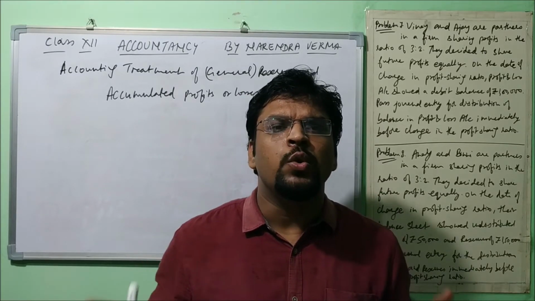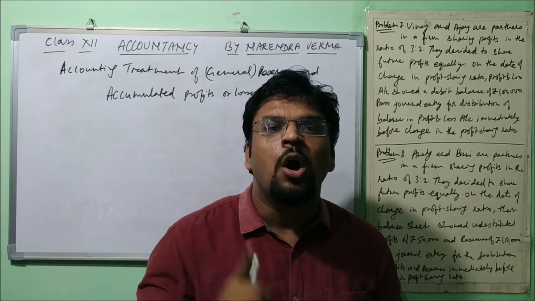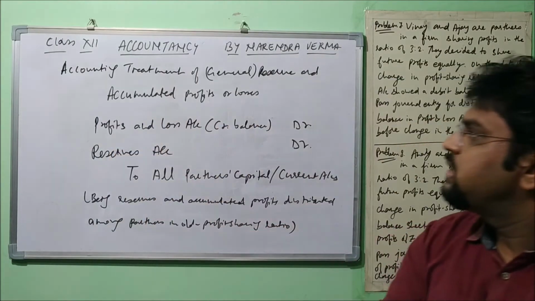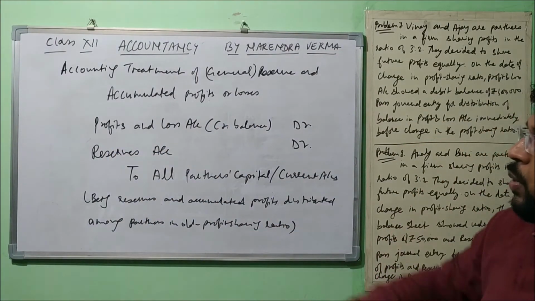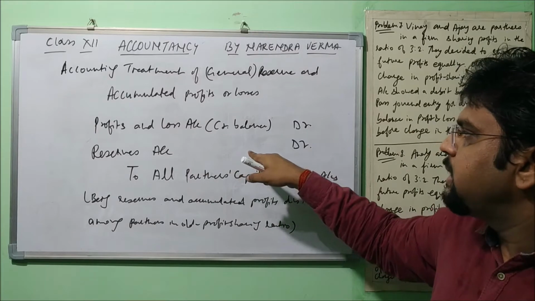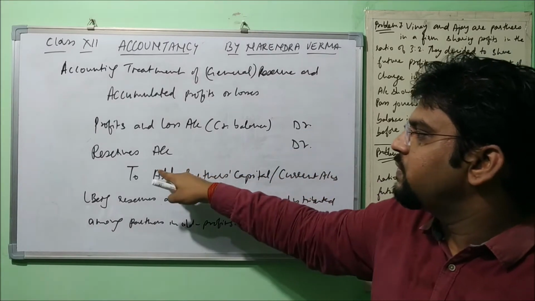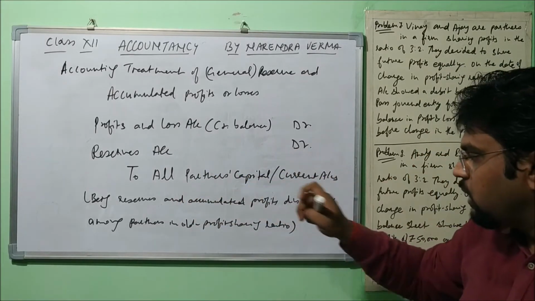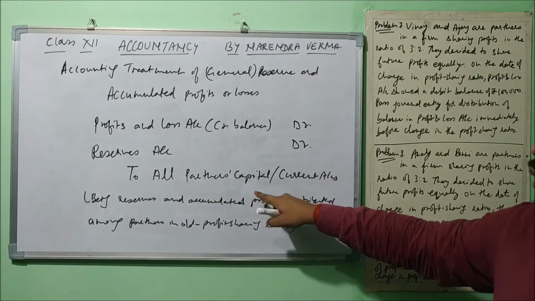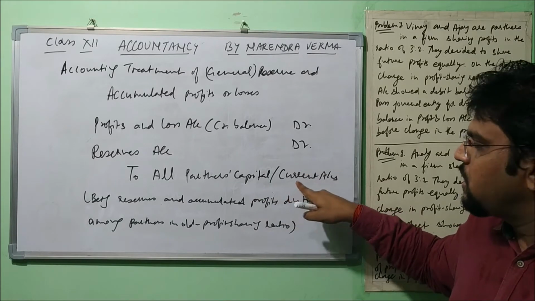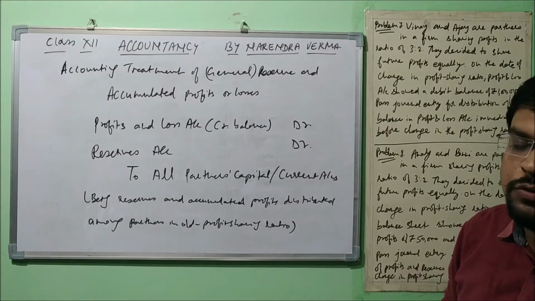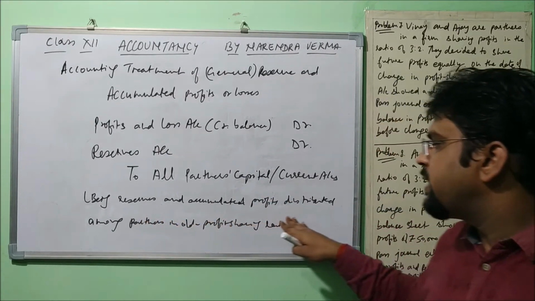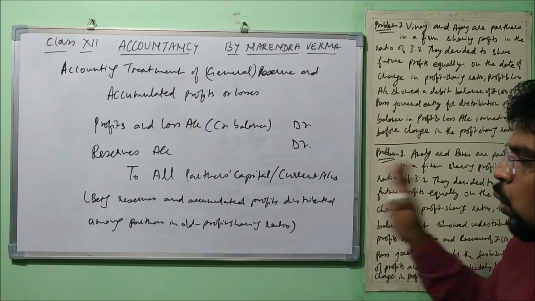Nothing more we have to do. We need to just pass one journal entry of the distribution of profit and reserve. How? I'll show you. See, this journal entry will be passed. Profit and loss account, meaning credit balance, will be debited, and general reserve account will be debited, to all partners' capital or current account. If they are following the fixed capital method, then current account. Otherwise, in case of fluctuating capital method, capital account. Understood? Being reserves and accumulated profit distributed among partners in old profit sharing ratio.